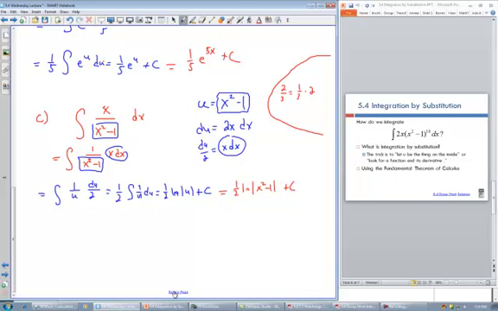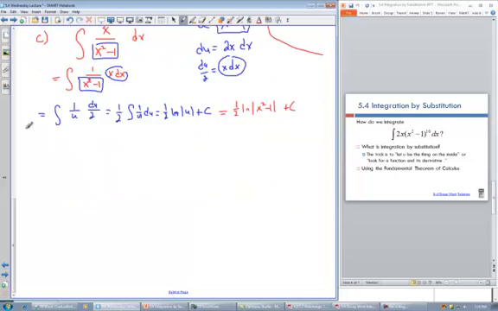All right, so the last one we're going to do together, so let's do part D together. So on here, part D, I have the integral of x cubed, and then I have a square root of 2x to the 4th minus 1, with the dx on the end.